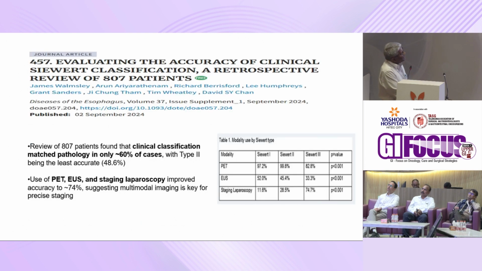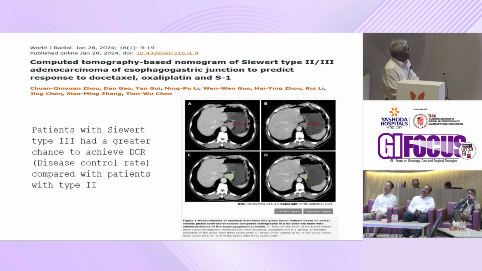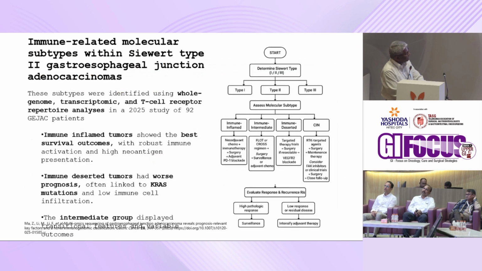Can we improve the accuracy of Siewert's classification? In a retrospective study, they showed that when you combine both PET endoscopy and staging laparoscopy, we can improve the accuracy of Siewert's classification by up to 75%. Can we use Siewert's in neoadjuvant setting? Definitely we can. And it also helps us compare pre and post neoadjuvant response to the neoadjuvant treatment.